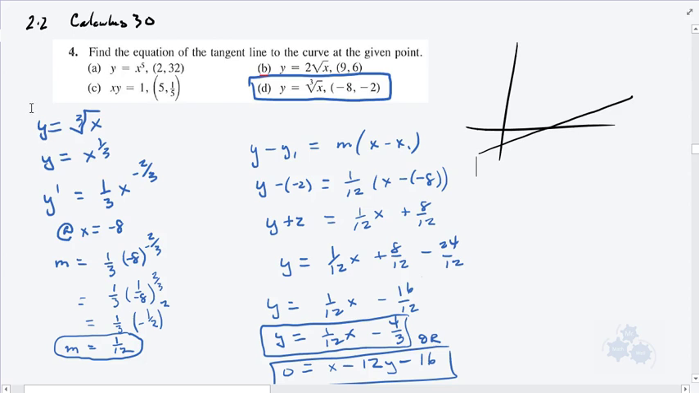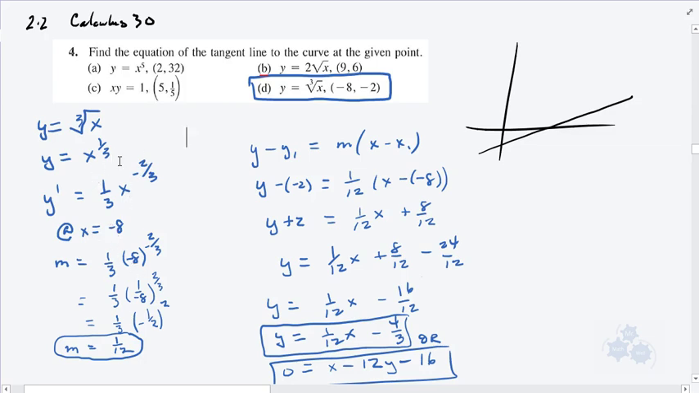So here's the function. This is where I started. I rewrote this with a fractional exponent, so we could use the power rule. Is that frozen? Okay, sorry. So from here, we find the derivative using the power rule, and this is what we get right here. The derivative is 1/3 x to the power of negative 2 over 3. Now at x equals negative 8, you simply plug in negative 8 for x.